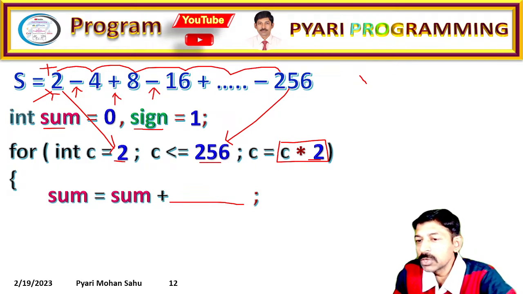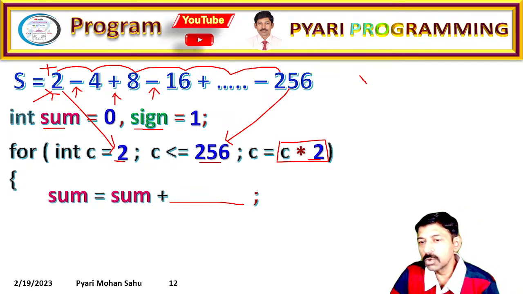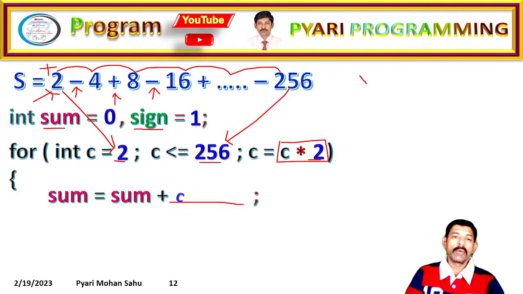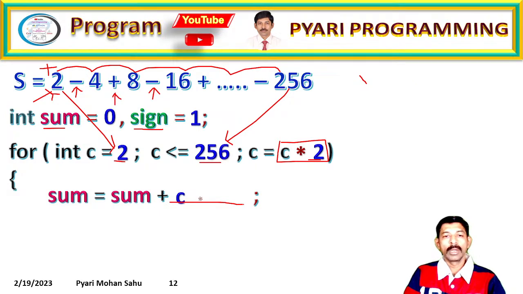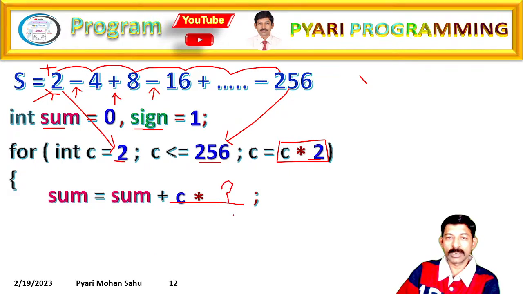Sir, can it be C is equal to 2, C less than equals to 8, C multiplied is equal to 2? It cannot be. C has to be updated. Sum is equal to sum plus C. Lorem says sum into sign into C, sum plus equals to C. Yes, everybody's answer is C. Okay, now it has to be multiplied with dash.